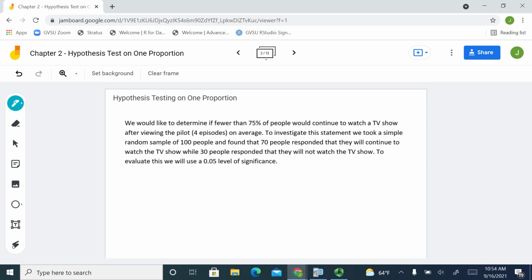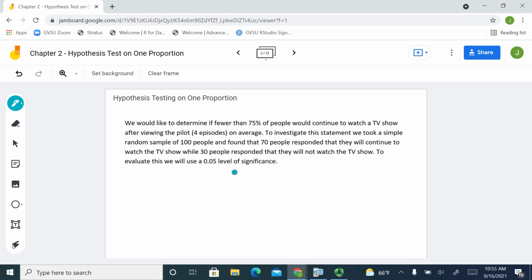So the scenario says we'd like to determine if fewer than 75% of people would continue to watch a TV show after viewing the pilot, which is 4 episodes, on average. To investigate the statement, we took a simple random sample of 100 people and found that 70 people responded that they will continue to watch the TV show, while 30 people responded that they will not watch the TV show. To evaluate this, we'll use a 0.05 level of significance.